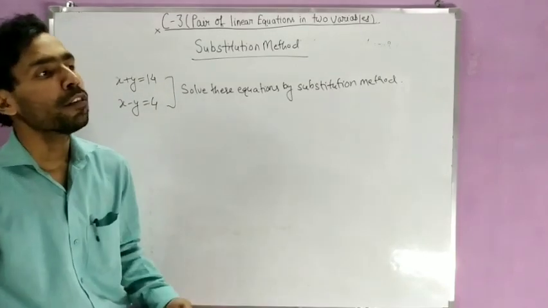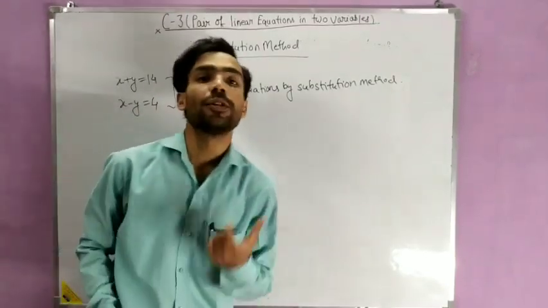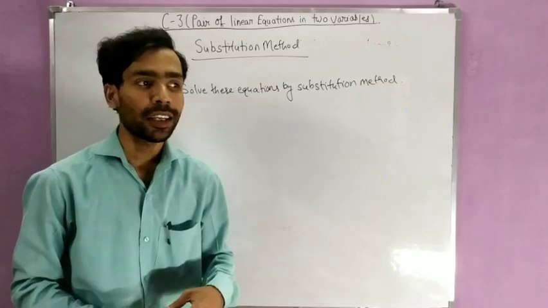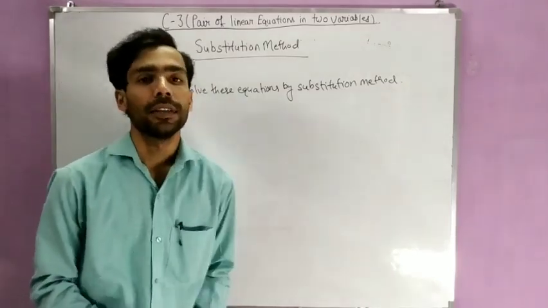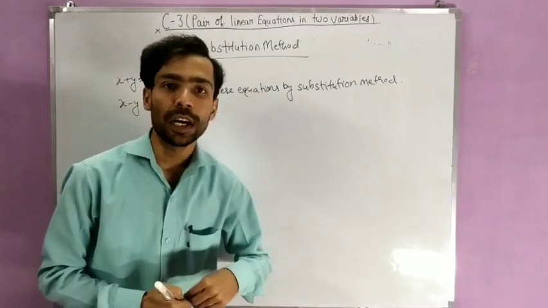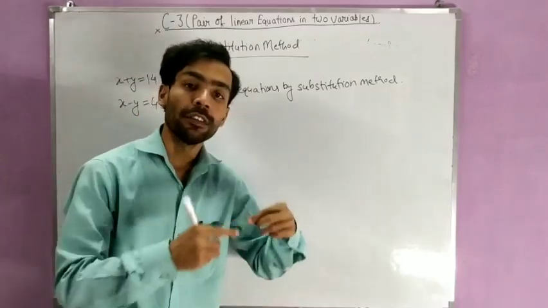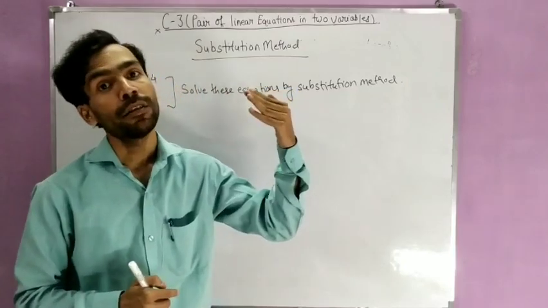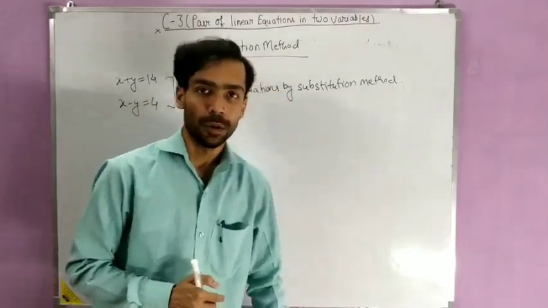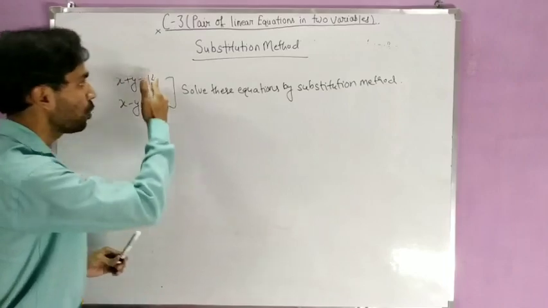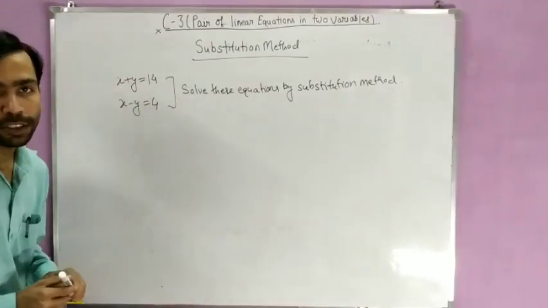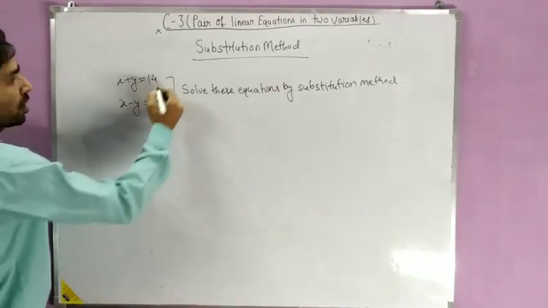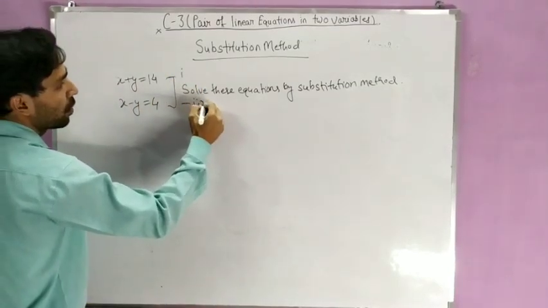So what is the meaning of substitution? The meaning of substitution is that we have to take one variable on one side and the other variable on the other side. It means we have to take out the value of one variable in terms of the value of the other variable. Now I will tell you. Suppose you have two equations, so you can take any equation. I have taken equation number first, and this is our equation number second.